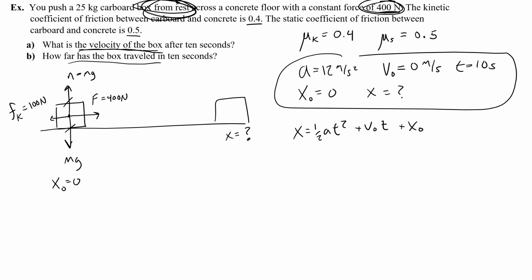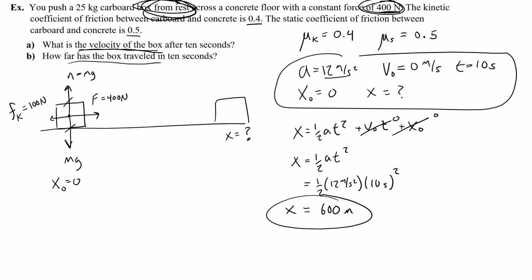The initial position, x naught, is 0, so I get rid of that. The initial velocity is 0, so I'll get rid of this term. And now my equation simply becomes x, the distance forward, is half the acceleration times time squared. So half of my acceleration, which I found before, 12 meters per second squared, times 10 seconds squared. Or half of 12, which is 6, times 100, because 10 times 10 is 100. So half of 12 times 10 times 10 is 600 meters.